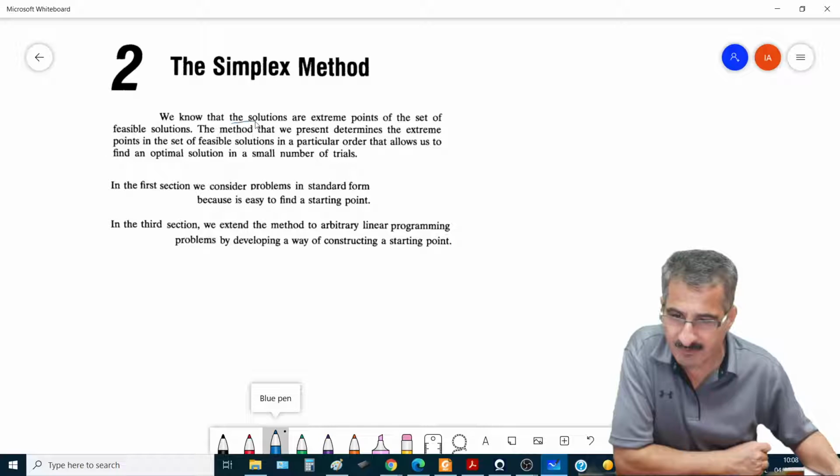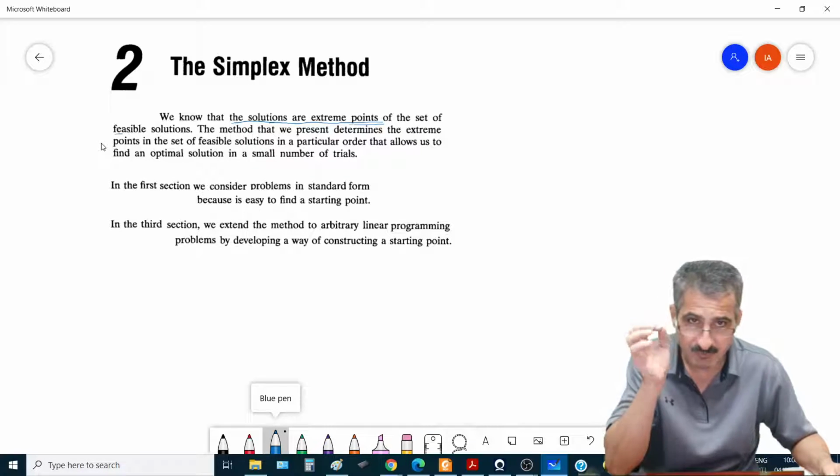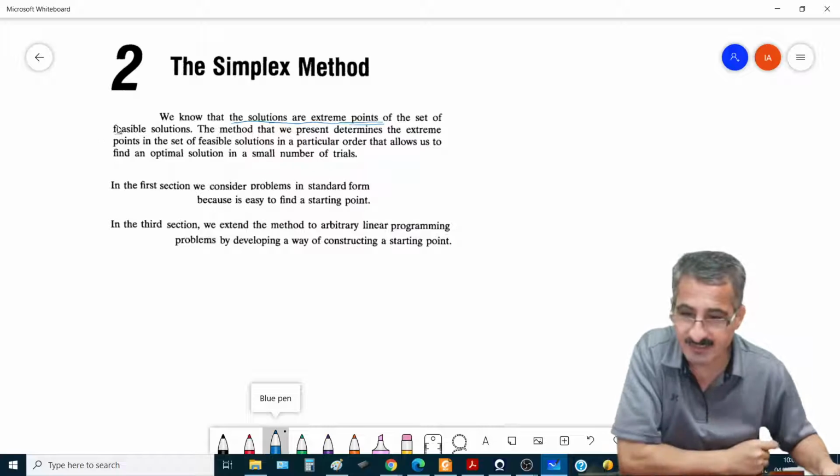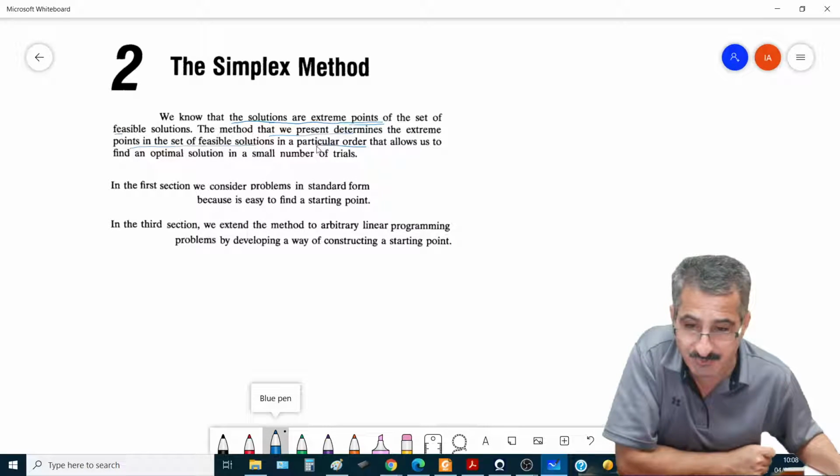We know that solutions happen at extreme points of the set of feasible solutions, right? We learned that. So the optimal solutions happen at extreme points. So the method we present determines the extreme points in the feasible solution in a particular order that allows us to find the optimal solution in a small number of trials.